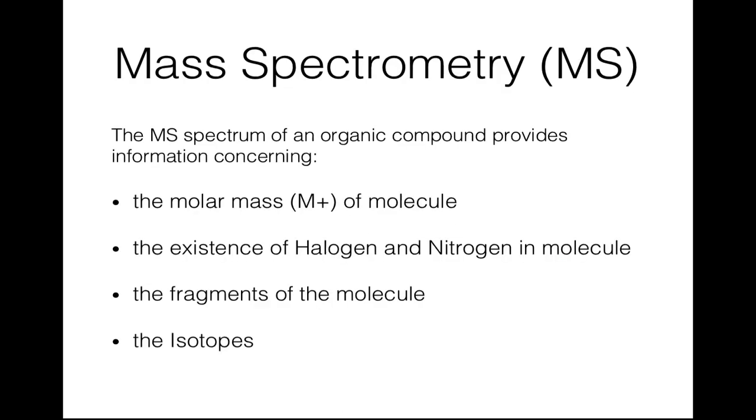The mass spectrum can provide some information about a molecule. The mass spectrum provides information on the molar mass of a molecule. We can determine the presence of halogen or nitrogen in a molecule from the mass spectrum. We can also identify molecule structures by looking at the molecule's fragmentation. The determination of isotopes is also done using mass spectrometry.